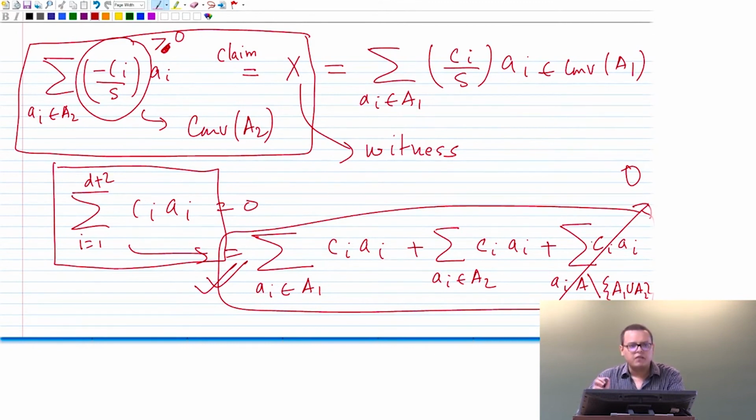What are the things that are left? Those whose coefficient Ci has to be 0. So, we get this plus this is equal to 0. Now, rearrange and get the equality above. Okay. Now, complete the proof. Complete the proof from here.